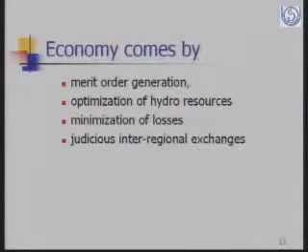So as explained, we can have a merit order dispatch where we use the stations which are near the pit head or coal mines first, and then use stations which are away from the pit heads. Then we can have optimization of hydro resources. The hydro resources generation varies with the season, and they may not be generating in winter but may be generating in summer, so we need to optimize the use of our hydro resources. We will have minimization of losses with an interconnected grid, and we'll have judicious interregional exchanges which are required when there is a shortage of power.